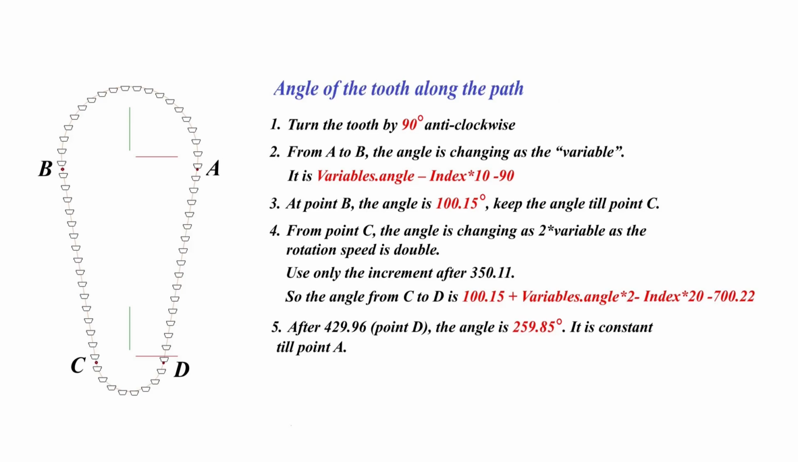The angle at C is 100.15 degrees. Reset the value at C to 0 by deducting 2 times 350.11, and then add 100.15. Therefore, the angle for section C to D is 100.15 plus 2 times variable minus 700.22. After point D, the angle is constant, 259.85 degrees calculated by the formula above.